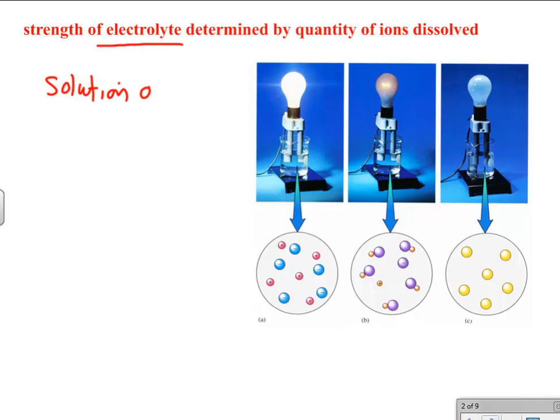What we're looking at here is a demonstration of electrolytes. Electrolytes are solutions of ions, and the strength of the electrolyte, as it says, is determined by the quantity. How many ions are present in the solution, not necessarily what kind of ions are present in the solution. We start on the right, we have pure water. Pure water is all molecules, they're polar molecules. No ions are present. Because no ions are present, no electricity can be conducted through the solution.